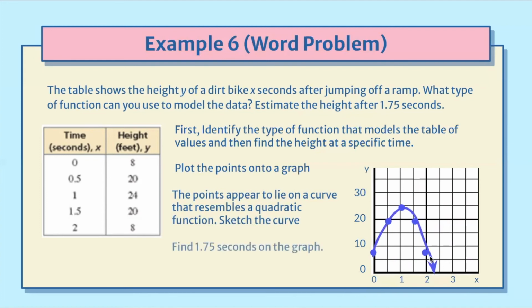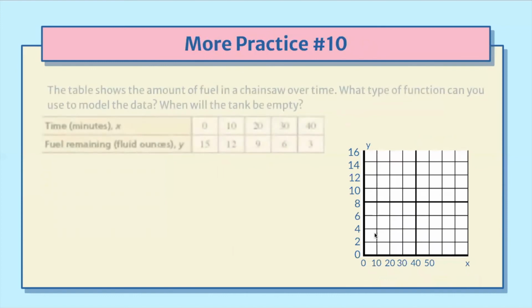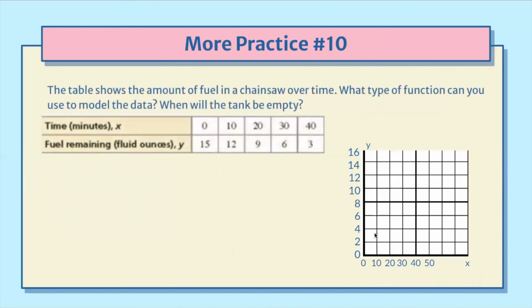Now we're going to find 1.75 seconds on the graph. Go up until we hit the line, and we can see that this is about 15 feet. So we can say that the graph shows the height of the dirt bike is at 15 feet after 1.75 seconds.